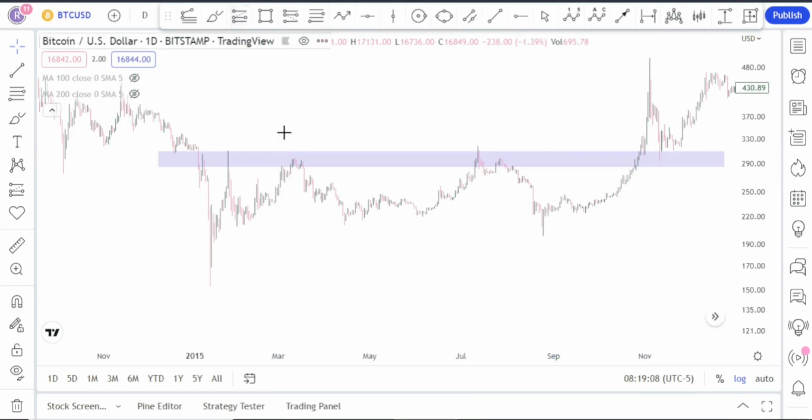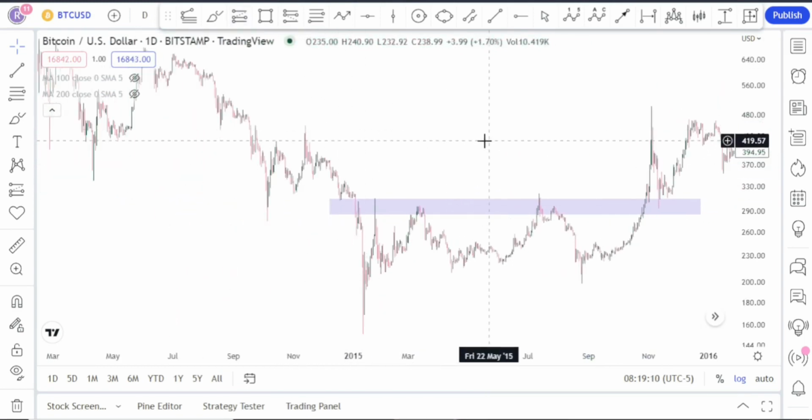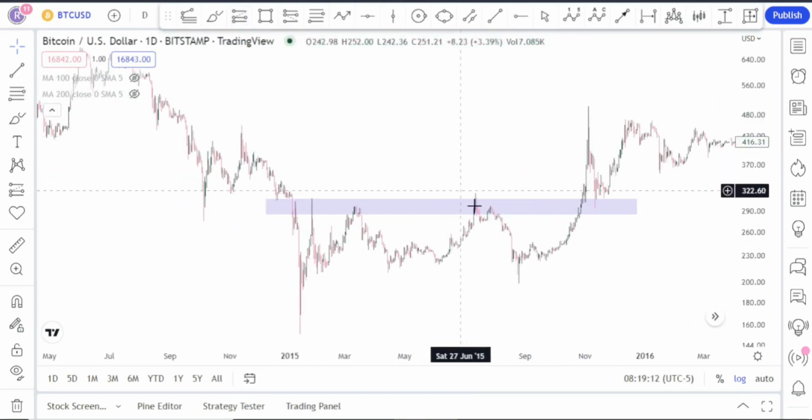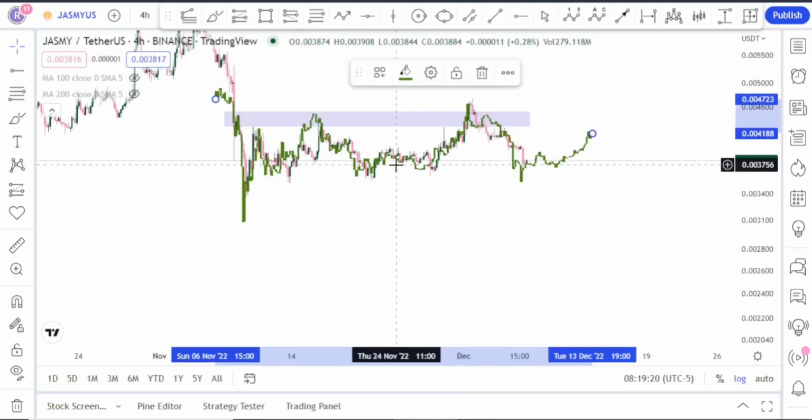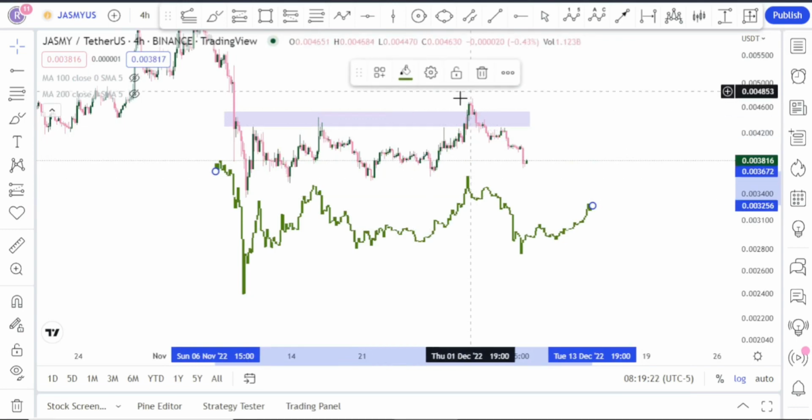So what usually comes next after these structures? As you can see from the Bitcoin price set here, we had this peak right here just above the trading range. The same thing is happening here with the Jasmy price set. Let me also put it down right here. I was too quick to put it back here.